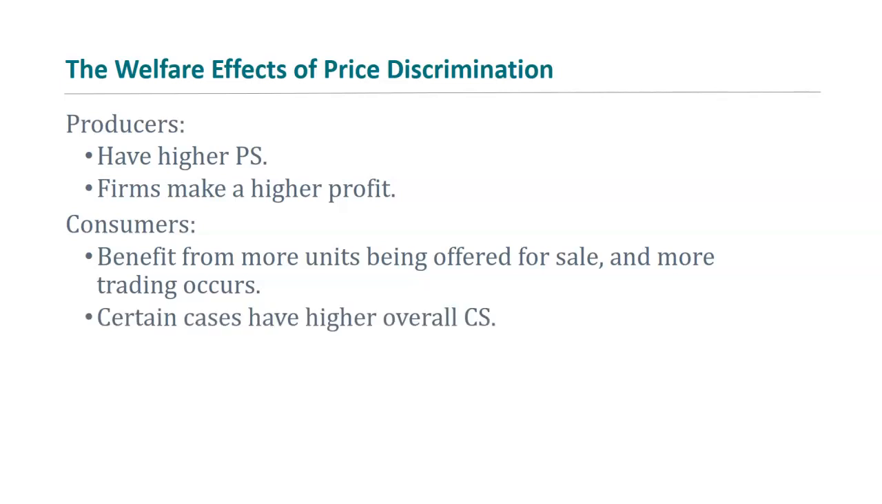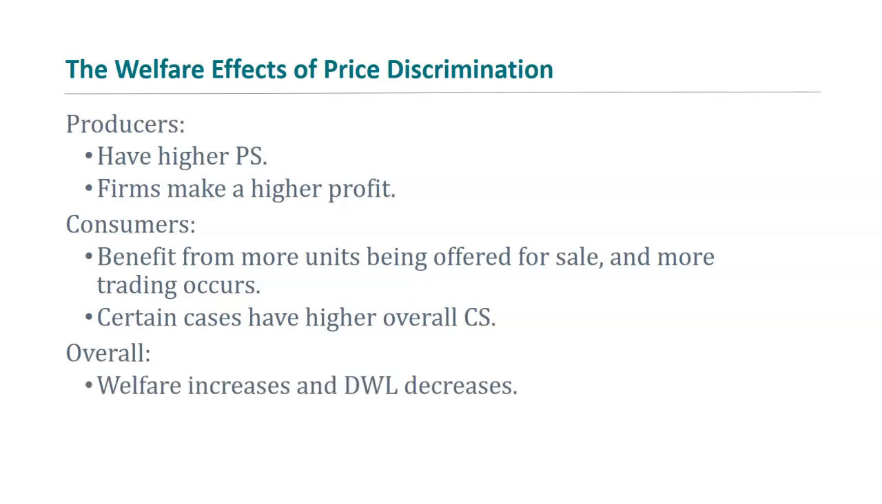And in certain cases, we could actually see higher overall consumer surplus as well as higher producer surplus. And as a whole, overall in a market, welfare increases and deadweight loss decreases when firms are able to practice price discrimination as opposed to charging a single price, particularly in a monopoly or in a market where firms have some market power.